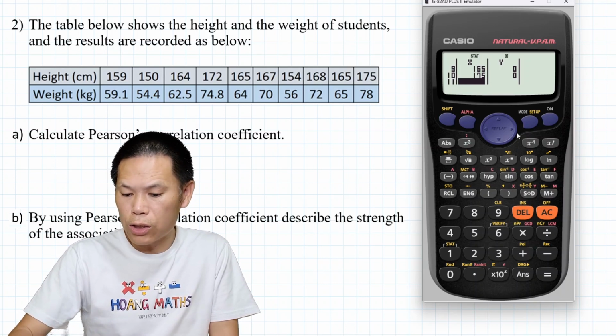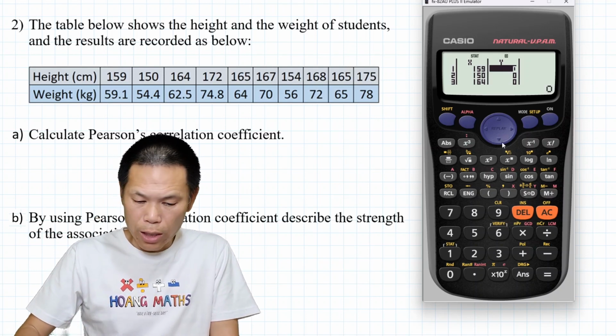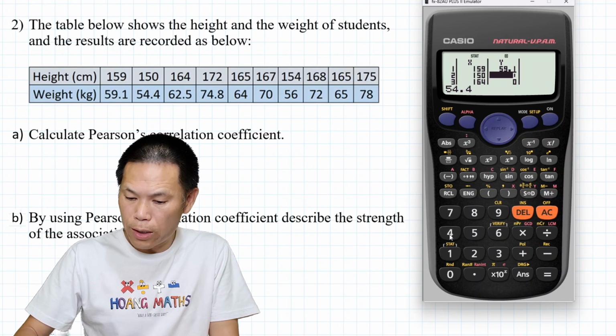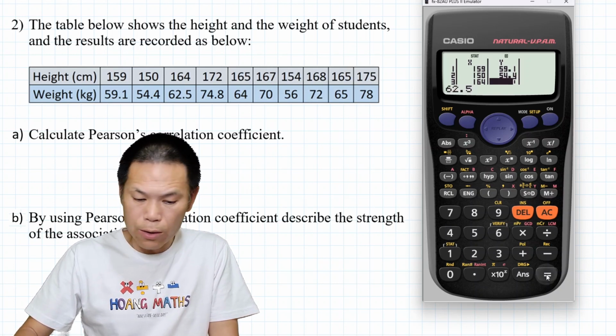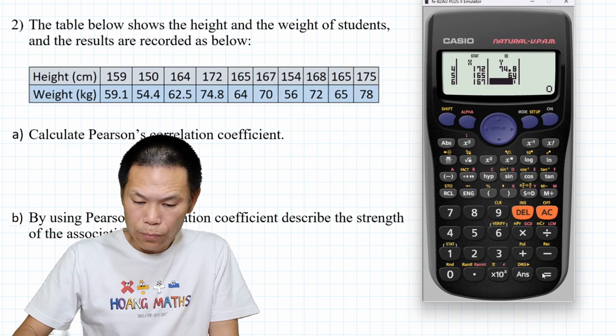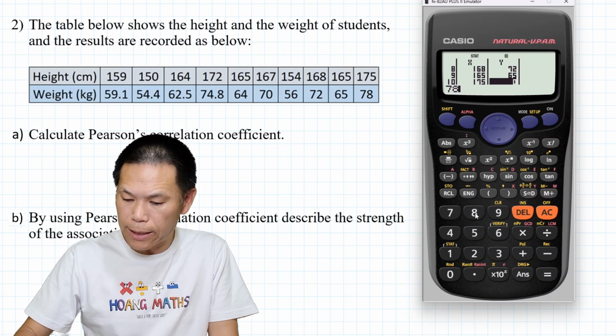So I just go across and I press the arrow down. It brings the cursor all the way up. So then I just enter 59.1 equal, 54.4 equal and 62.5 equal, 74.8 equal, 64 equal, 70 equal, 56 equal, 72 equal, 65 equal, 78 equal.